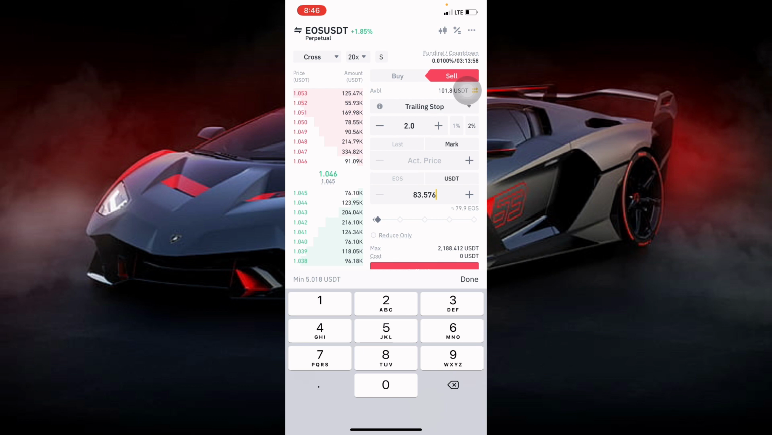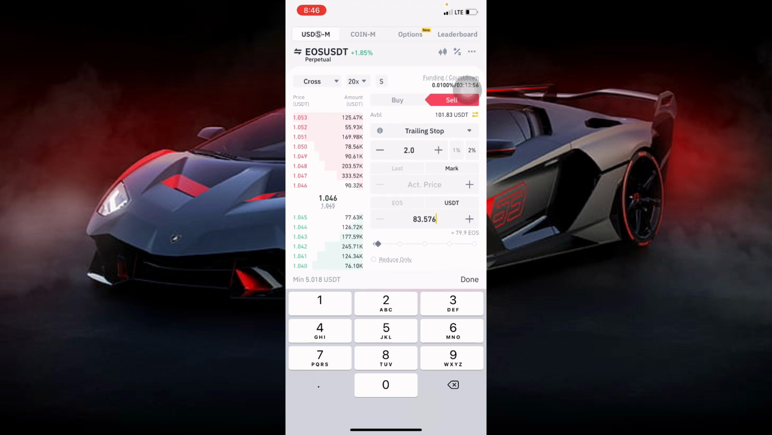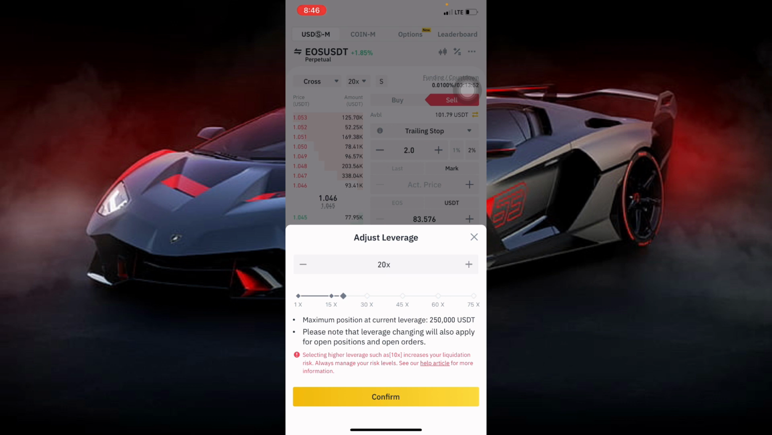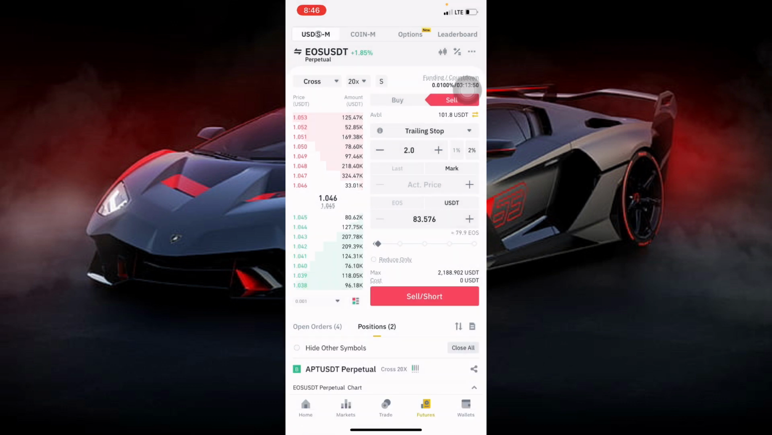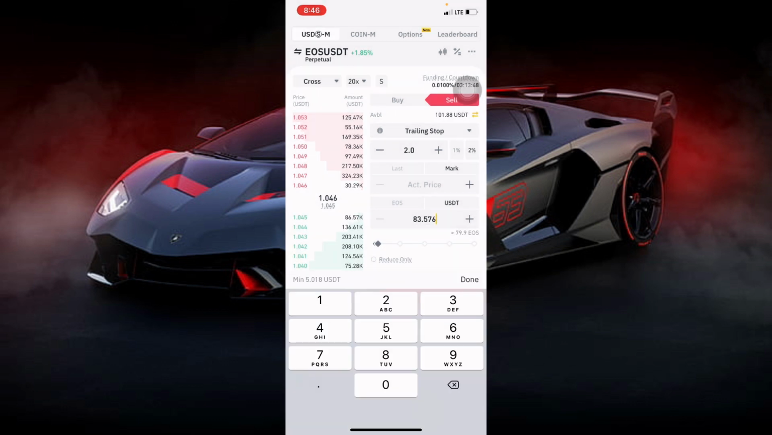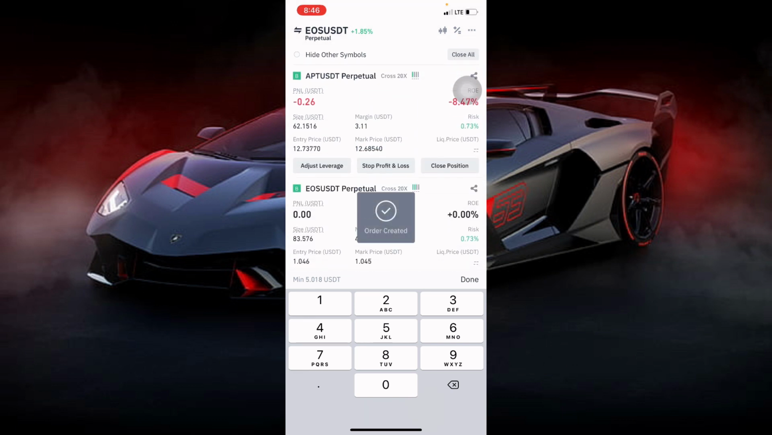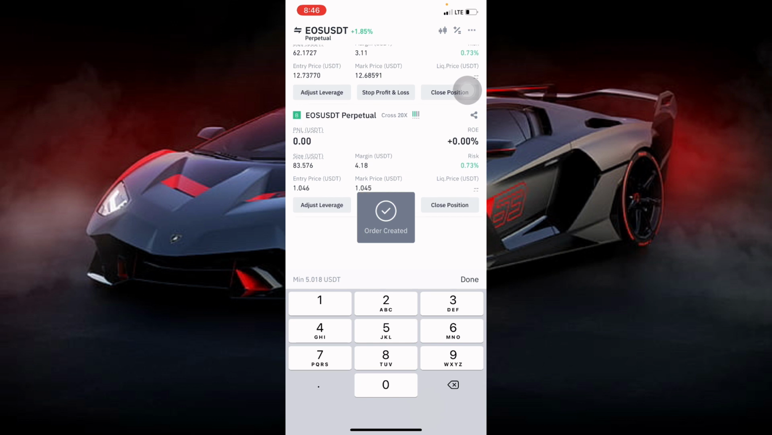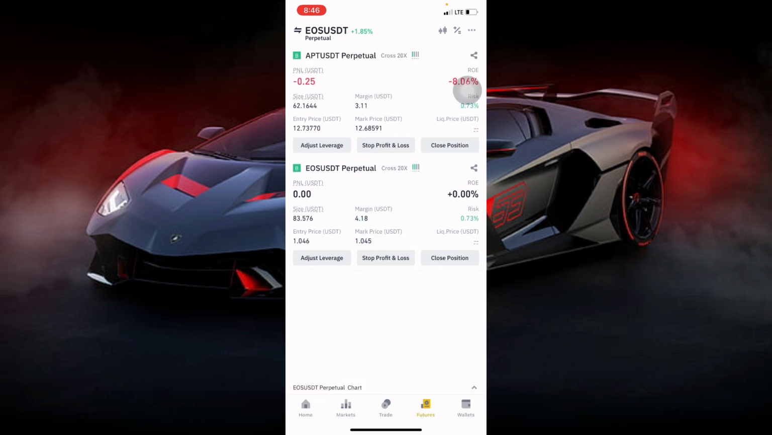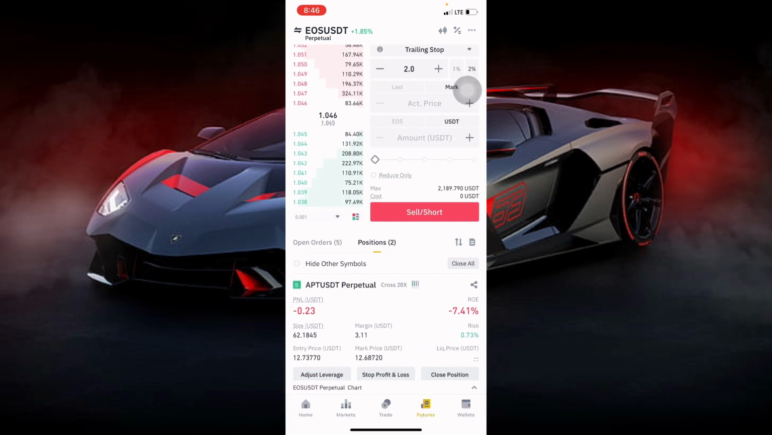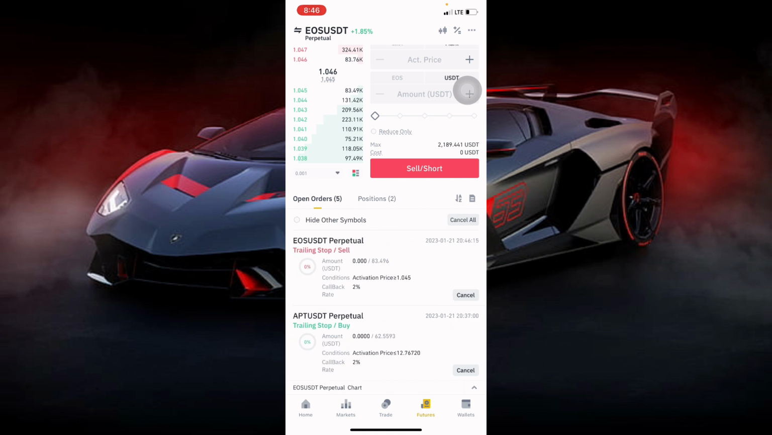Okay, now the next thing that you want to do is, you remember the leverage was 20x, this number 20x, so just leave it that way. Then you go for sell. Okay, so we just went for sell, so we have executed a trailing stop. So now we have EOS USDT, you can see trailing stop 1.045, that's the activation price.